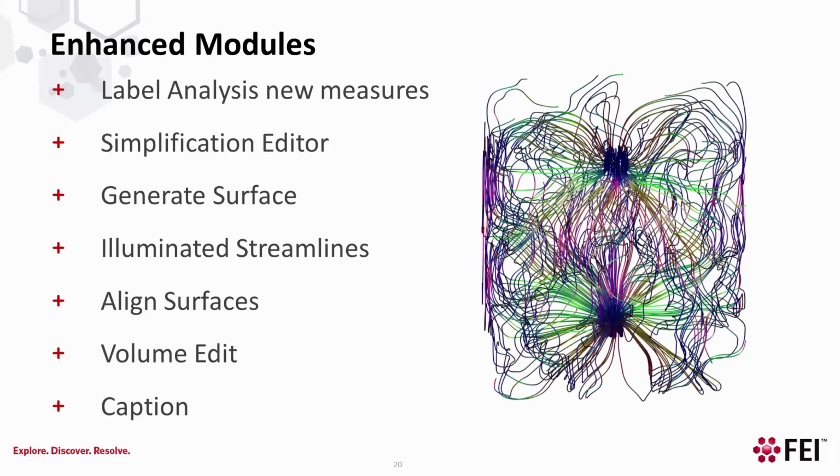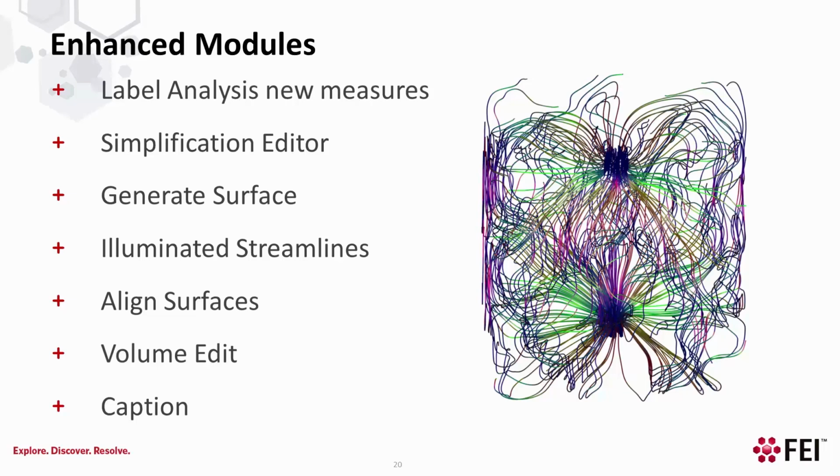We have also enhanced some modules with Avizo 9. The label analysis, for instance, is introducing new measures such as a majority filter, some eigenvalue computation, and some elongation computation. The simplification editor has been enhanced in order to reduce the number of self-intersecting triangles. The generate surface module can now connect to 32-bit labels. That was not possible before with Avizo 8.